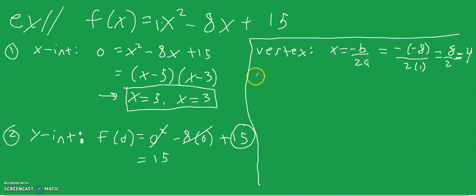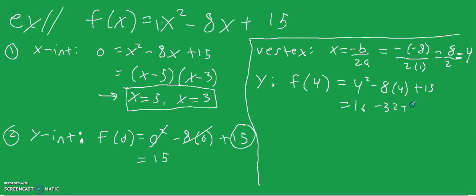Now I need to find the y component of the vertex. That is going to be f of 4, which is 4 squared minus 8 times 4 plus 15, which is 16 minus 32 plus 15. Let's make that look a little bit better. So that's negative 16 plus 15 is minus 1. So the vertex is the point 4, comma, negative 1.